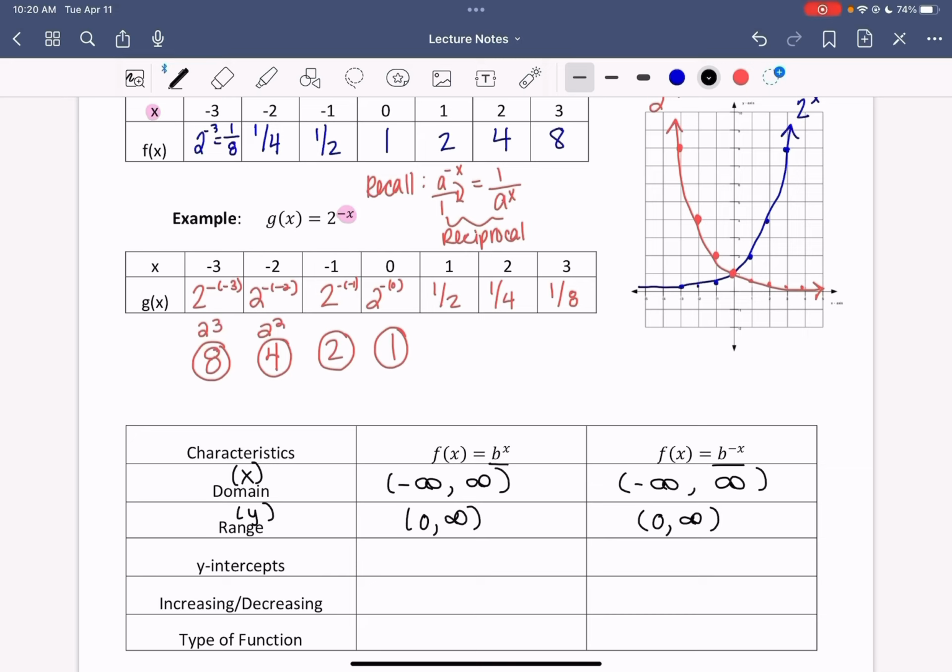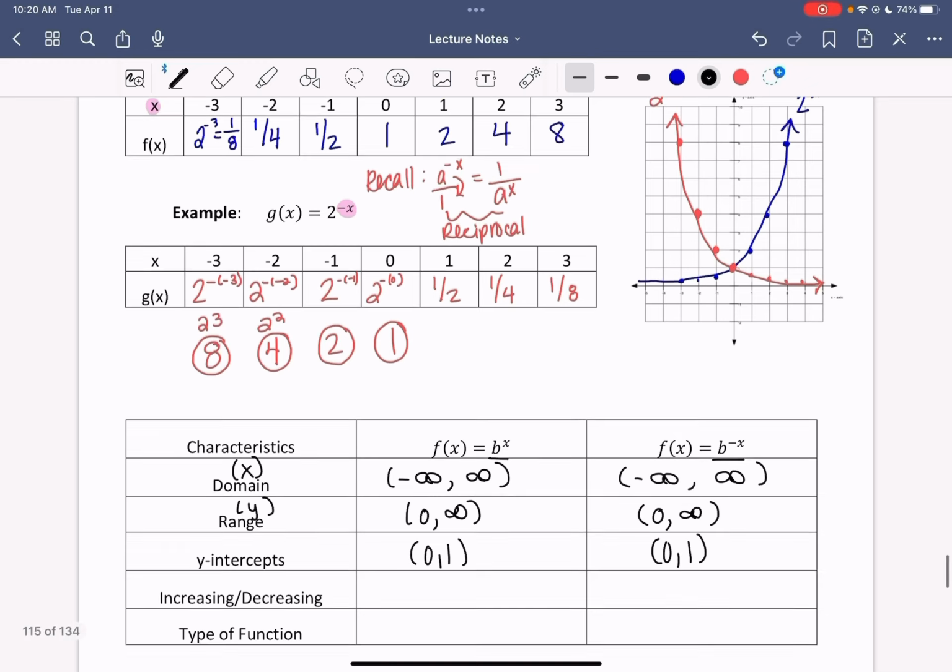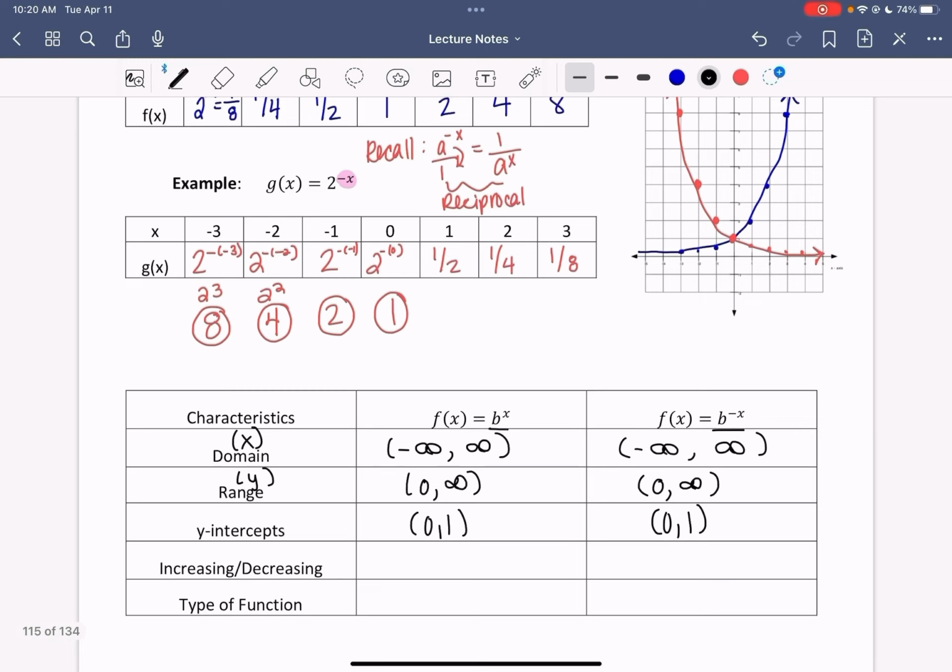The y-intercept on both of these was (0, 1). That's where it's crossing the y-axis. The first function was an increasing function. We can see, reading it from left to right, it was going upward. The second one was a decreasing function. And then what type of function is this? Well, these are both one-to-one functions. Remember that when we were looking at that term of function, one-to-one function means it's going to pass the vertical line test and the horizontal line test.